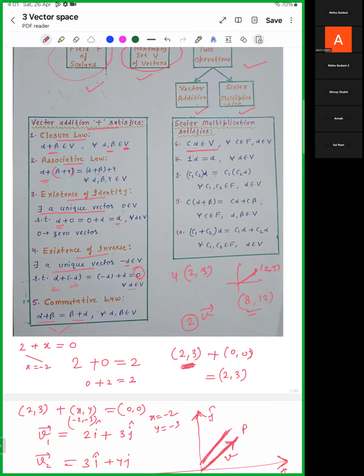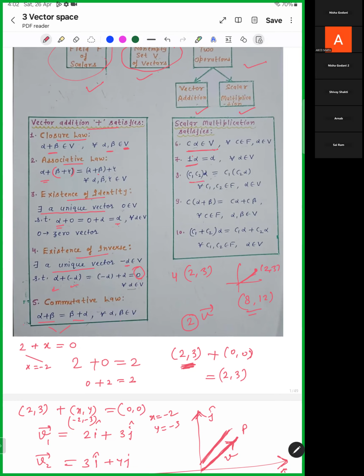Now, if I multiply by 1, the identity element, then I have the same vector, then this condition holds. Okay, so 1 is actually the multiplicative identity. So we only multiply by 1. 1 is the multiplicative identity element. In different examples, I'll tell you what 1 is. Now, what is the next property? C1 into C2 alpha.